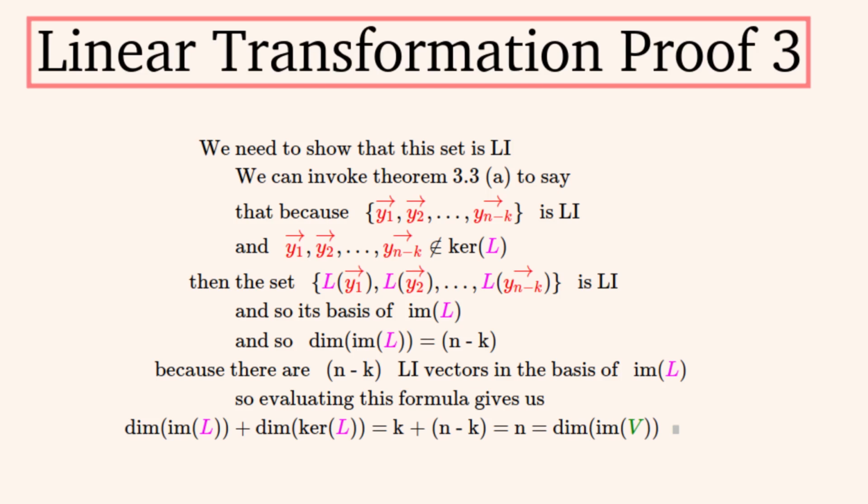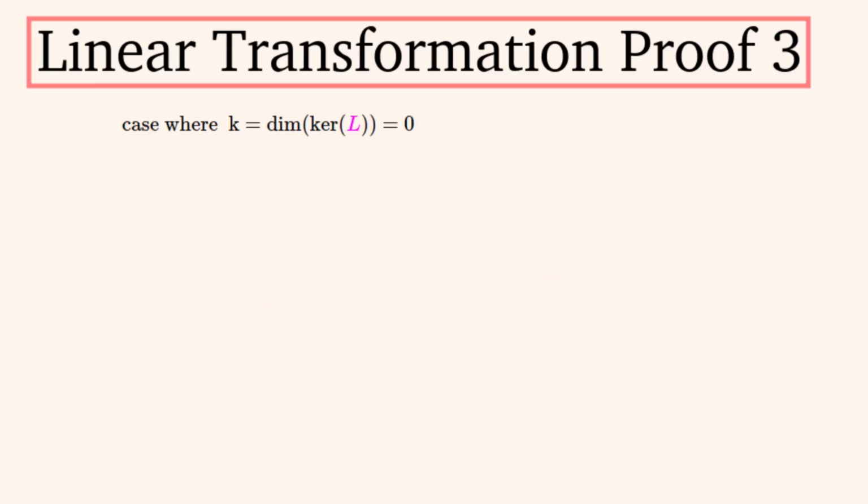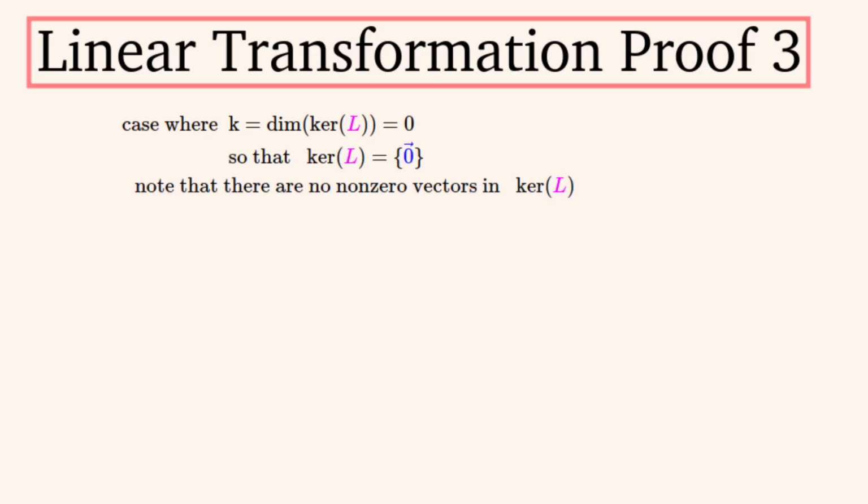I think it would work if k was equal to n or 0, but I'll put these in separately because some mathematicians won't be satisfied. So I decided to do these n cases where one of these sets only contains the 0 vector. We'll start with the case where the dimension of the kernel is 0. So the kernel contains only the 0 vector and therefore contains no non-zero vectors.